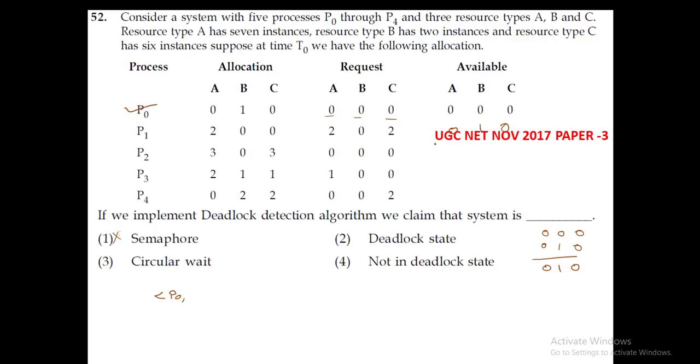Next, see the process P2. Its future request is 0, 0, 0, so the process P2 can complete its execution and release the allocated resources. What are the allocated resources? The 3, 0, 3. Right. So we can update the resources of the operating system as 3, 1, 3. Right. So the next request, by the process P3, is 1, 0, 0.